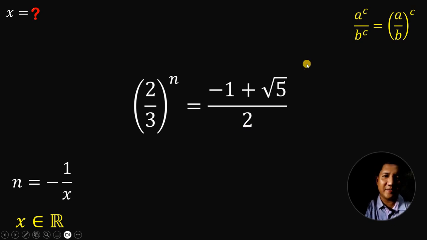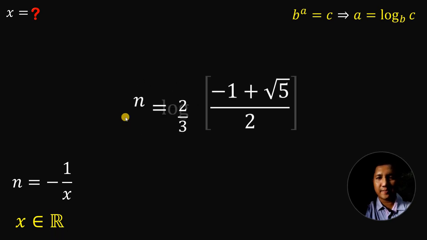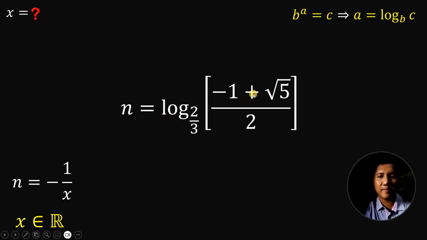Now, how to solve for the value of n? At this point, we need to rewrite this exponential equation into a logarithmic equation. So if we have b raised to a equals c, this can be written as a equals logarithm of c to the base of b. So this equation right here in the middle can be written as follows. We have n equals logarithm of negative 1 plus square root of 5 all over 2 to the base of 2 over 3.